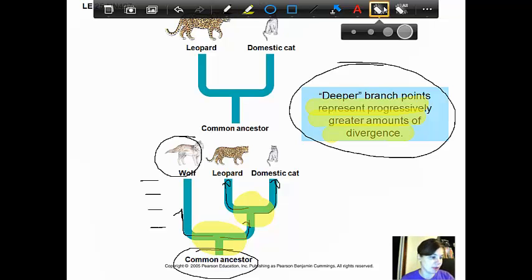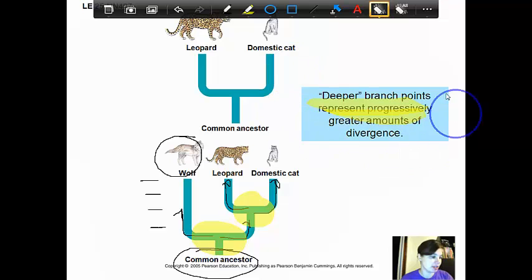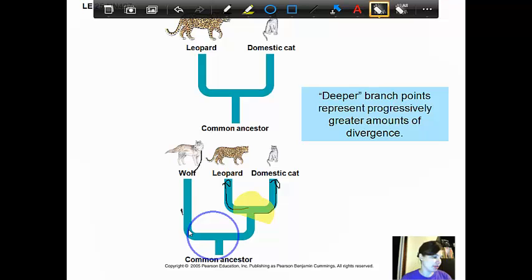While you're writing that down, I'm just going to erase some of this. You already have your diagram of your phylogenetic tree, so you don't need to draw another one, but you do want to make this little point on the side that the deeper branch points represent greater amounts of divergence.